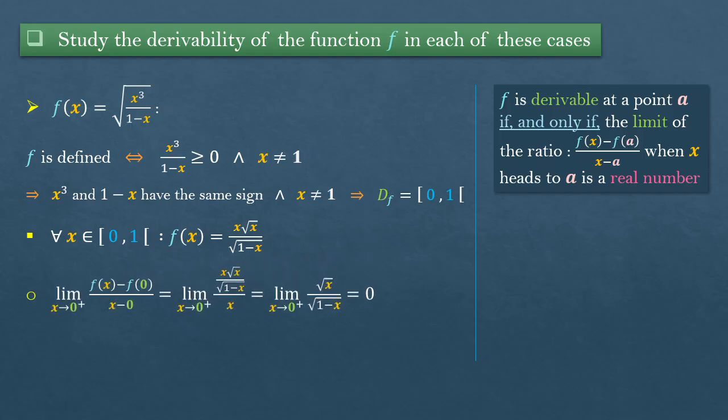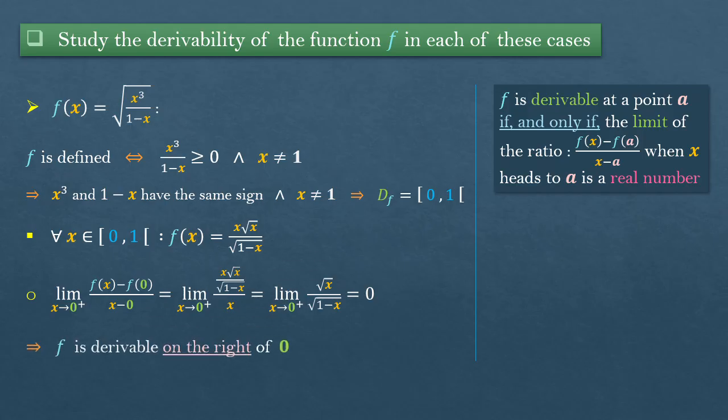So the limit of the ratio (f(x) minus f(0)) all over (x minus 0) when x heads to 0 by greater values will be equal to the limit of x times the square root of x over the square root of 1 minus x, all over x, when x heads to 0 from above, which equals the limit of the square root of x over the square root of 1 minus x when x heads to 0 from above, and this limit is equal to 0.